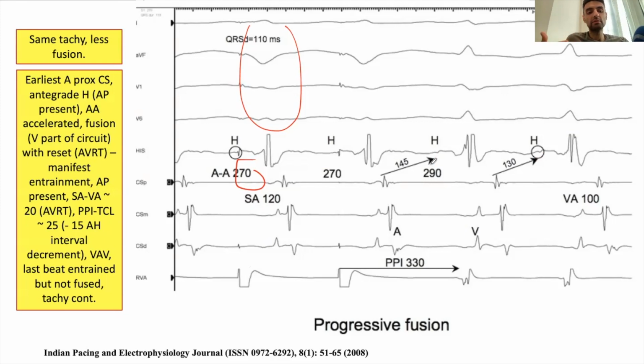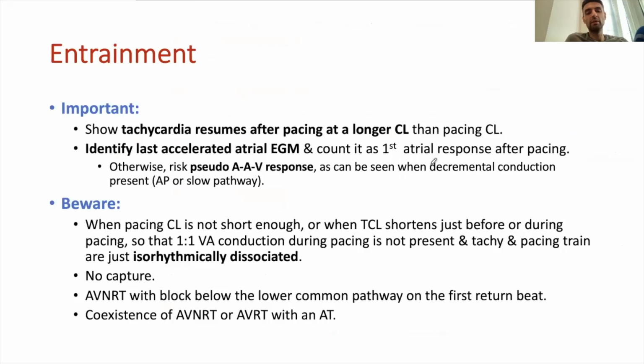Accessory pathway is present. Stim to A and VA difference around 20. PPI minus tachycardia cycle length is 225. VAV response and again a septal accessory pathway.